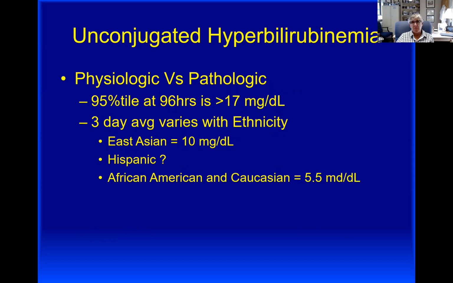So, unconjugated hyperbilirubinemia. The 95th percentile at 4 days of age is 17. So that's the highest that you typically get on average at 4 days of age. The 3-day average varies with ethnicity. East Asians have a higher unconjugated bilirubin. Hispanics are kind of in between, whereas African American and Caucasian are typically around 5.5. So all babies have problems with bilirubin. Some have it more than others, and some we can see it easier in than others.